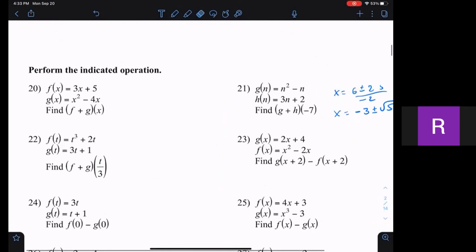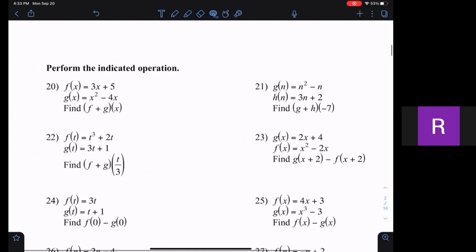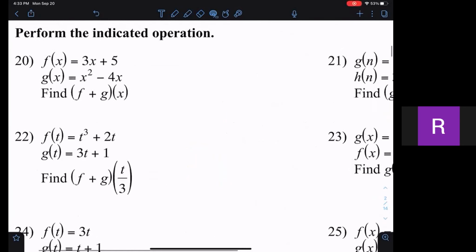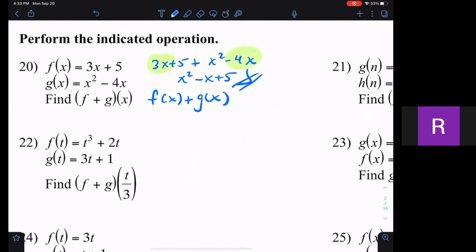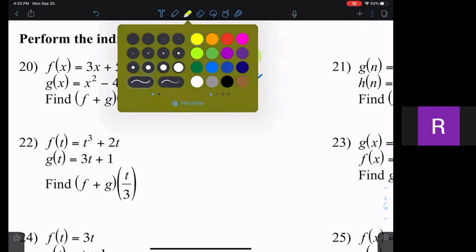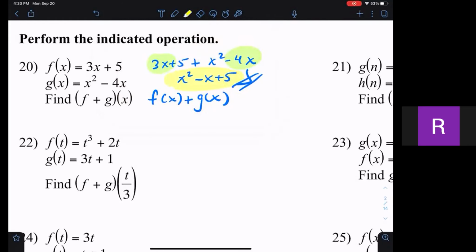20. They want you to find this. It's like a function operation, so this is the same as f of x plus g of x, okay? You kind of distribute it. So what's f of x? 3x plus 5, plus g of x is x squared minus 4x. So this is x squared minus 4x. You combine these two, I'm sorry, you combine these two, this and this, you get negative x plus 5. So that's the answer. This one, negative x squared. This one is the answer, okay?